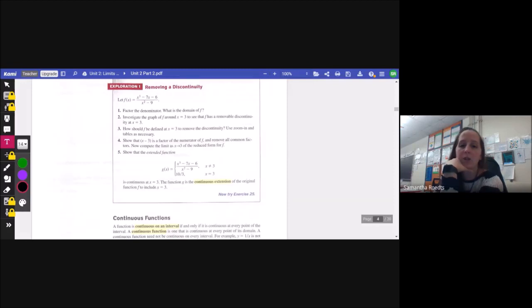So what I can do is show that x minus 3 is a factor of the numerator of f and remove all common factors. Then I can compute the limit as x approaches 3 of the reduced form for f. And then I can extend the function. So x cubed minus 7x minus 6 over x squared minus 9, where x does not equal 3, and then 10 thirds at x equals 3. So it's continuous at x equals 3. The function g is a continuous extension of the original function f to include x equals 3.